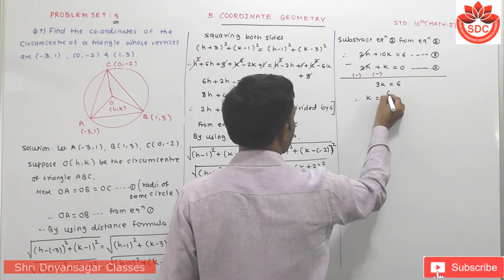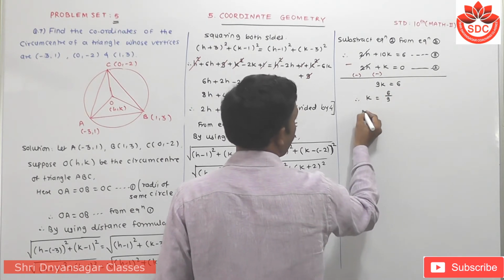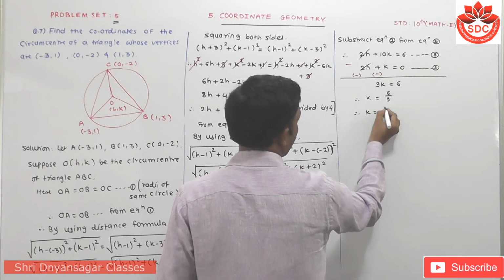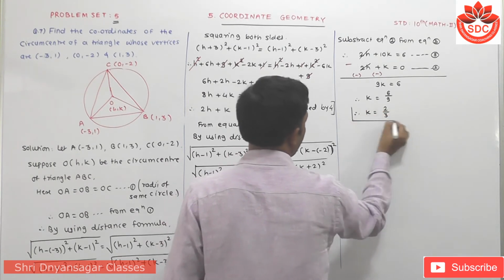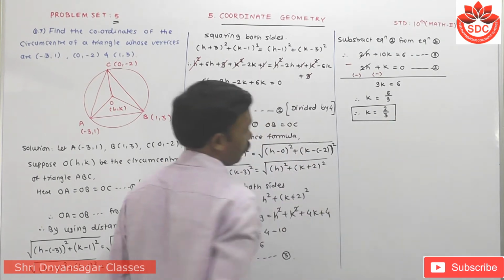Therefore k is equal to 6 upon 9. Therefore k is equal to, 3 twos are 6, 3 threes are 9, 2 upon 3. This is the value of k.